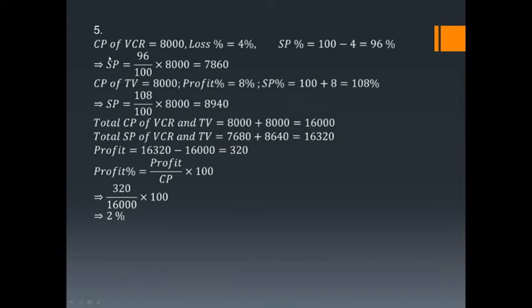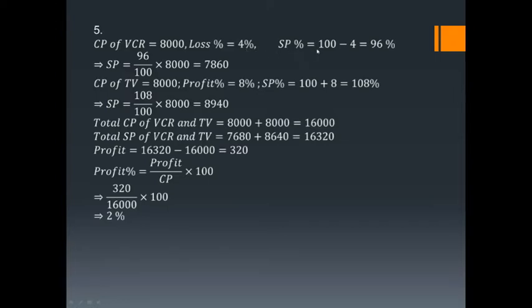In question number 5, oh yes, this is quite interesting. Suppose I buy a VCR, video cassette recorder, for 8,000. And along with that, I buy a TV that is also 8,000. So the CP of the VCR is 8,000. Then that same VCR, we sell it again at a loss of 4%.